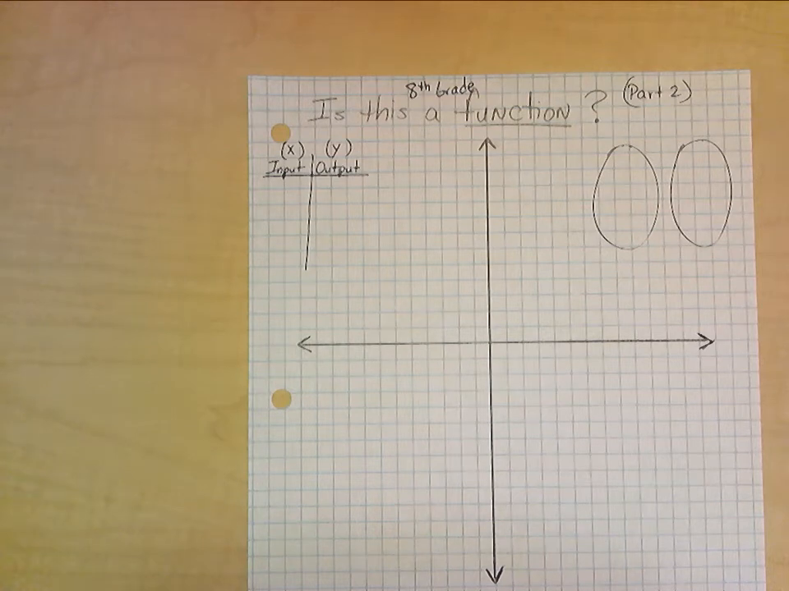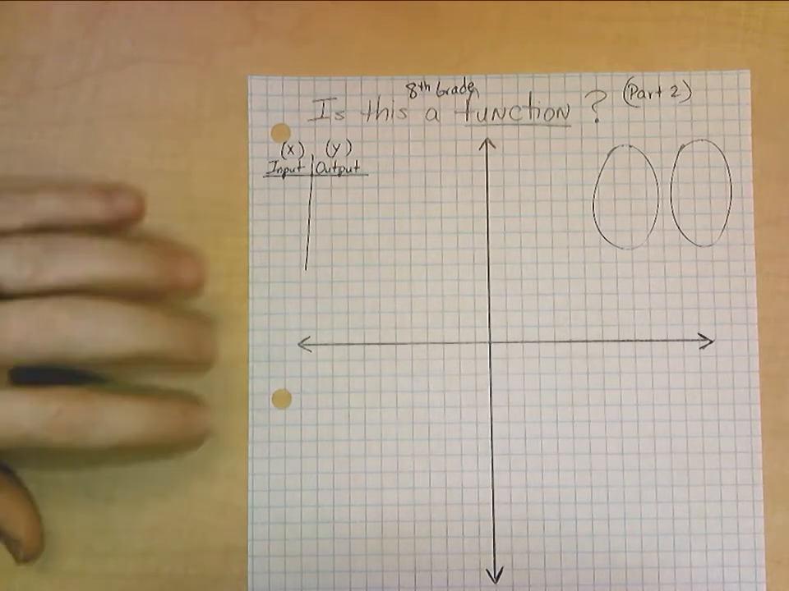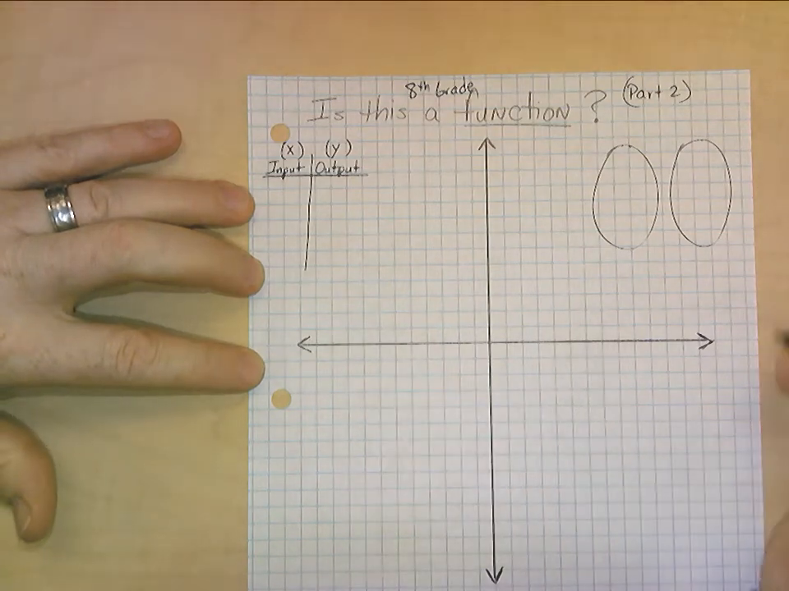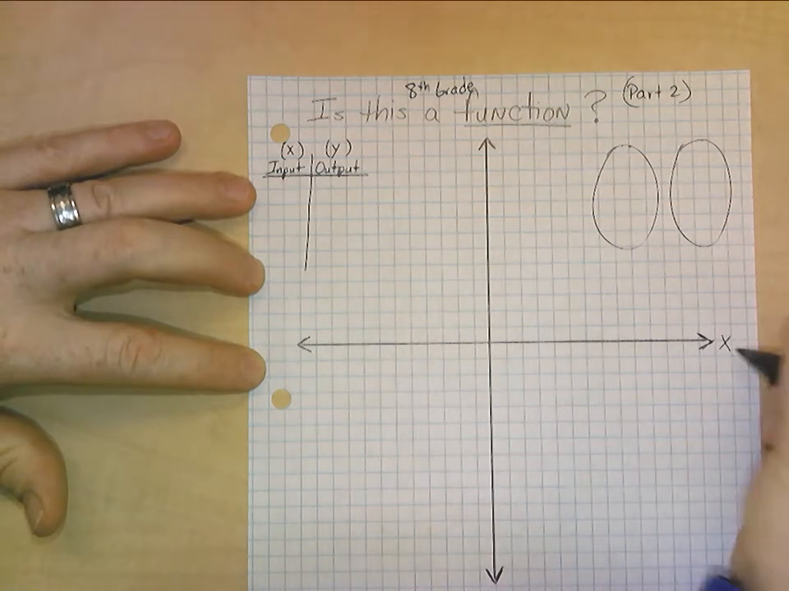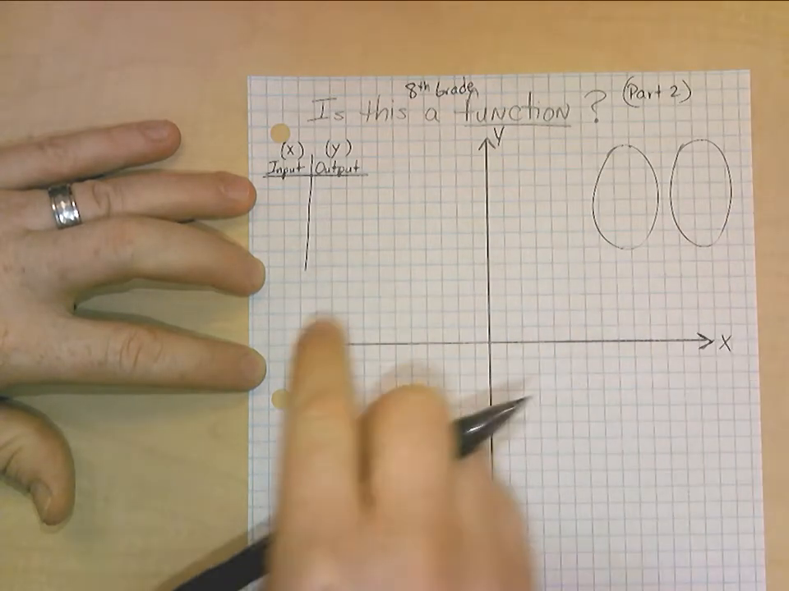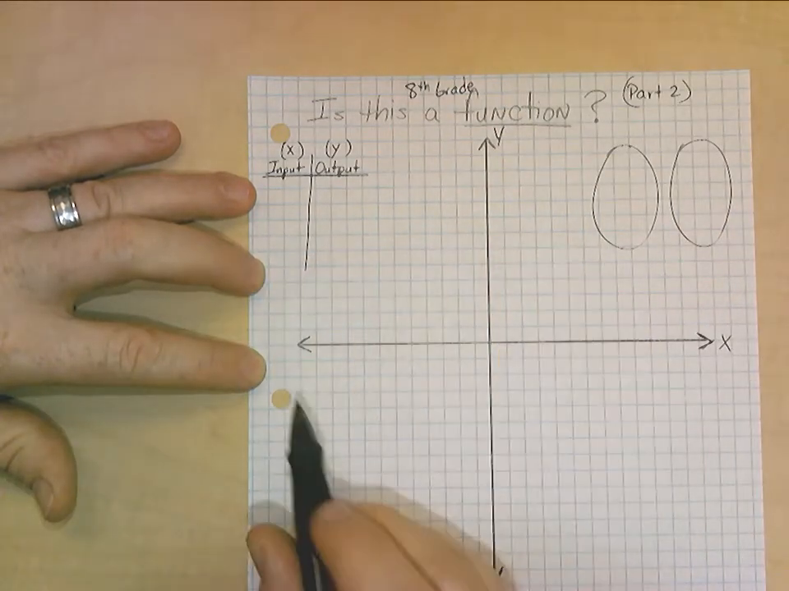So this is function part 2. The focus here is, is this a function? A function is very similar to a linear equation. In fact, there's a relationship between the x values and the y values, and there's going to be a relationship as you go through this graph.